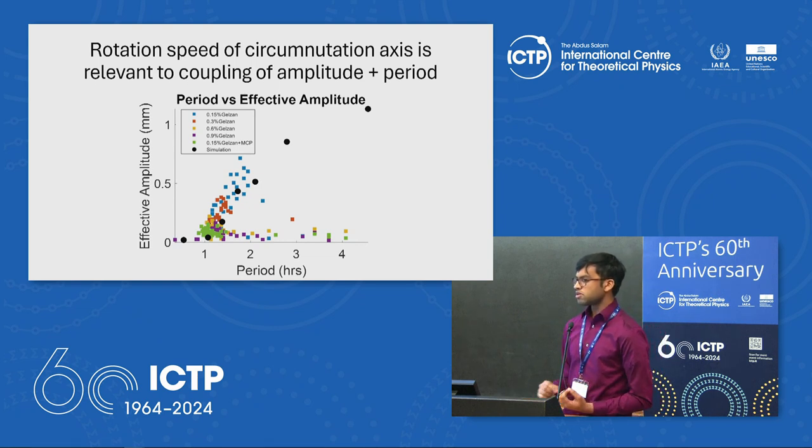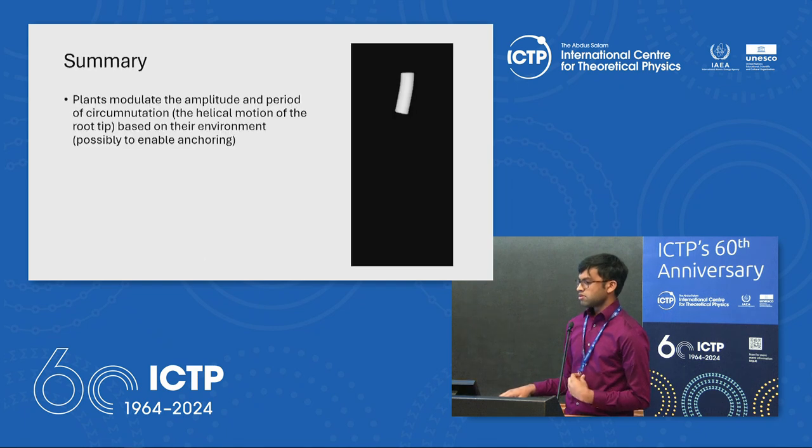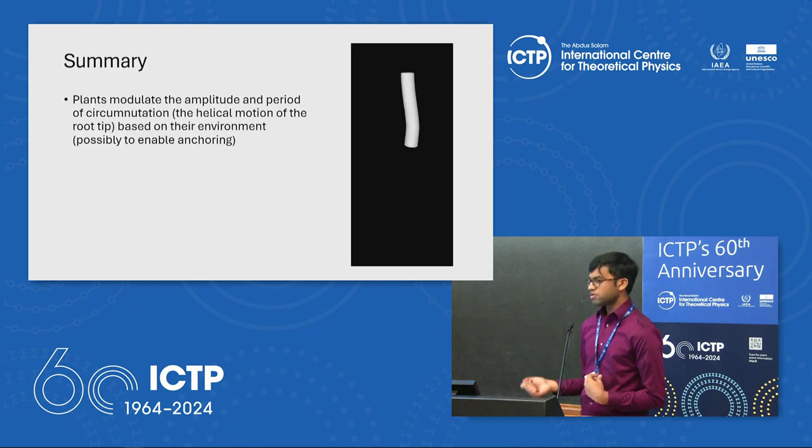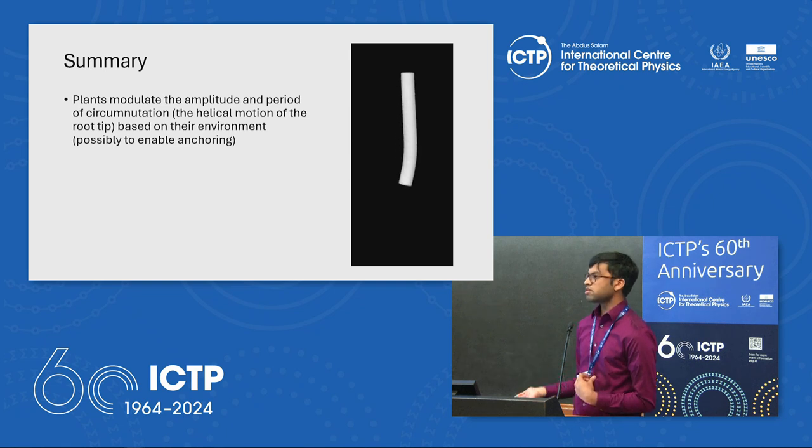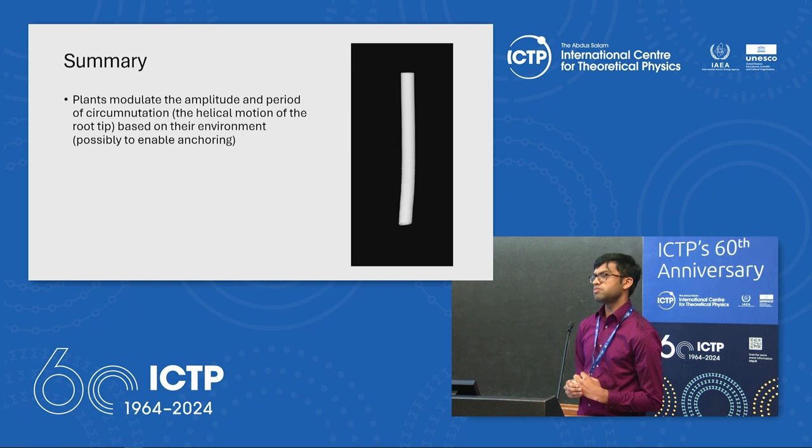Above a certain point, the plant doesn't actually reach these amplitudes, but we can model them in our simulation. But again, in the regimes where we can see segmentation in our experiment, our simulation roughly matches. So just a quick summary, plants can modulate the amplitude and period of their segmentation depending on their environment.